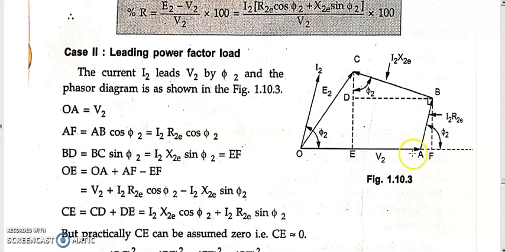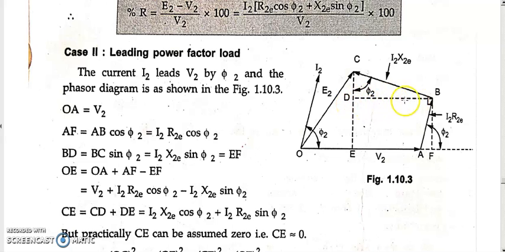And AB length you all know, AB length is I2 R2E, so I have replaced AB by I2 R2E cos phi 2. Now coming to this BD length, where is BD? BD is over here. I am bothered about the calculation of this BD now. So how to calculate the value of BD now? I need to calculate BD.